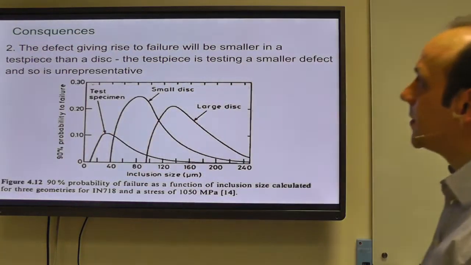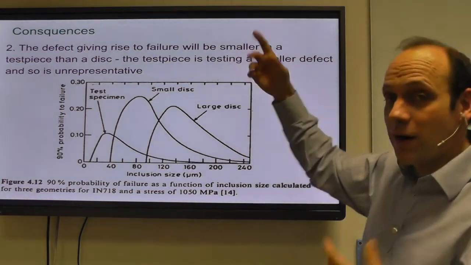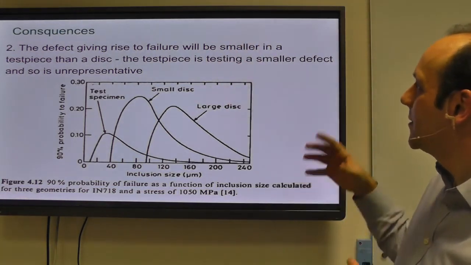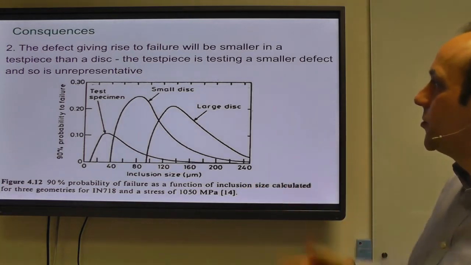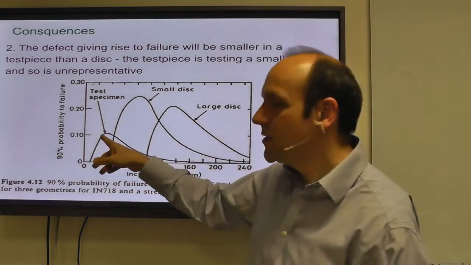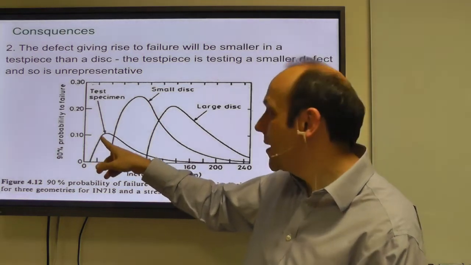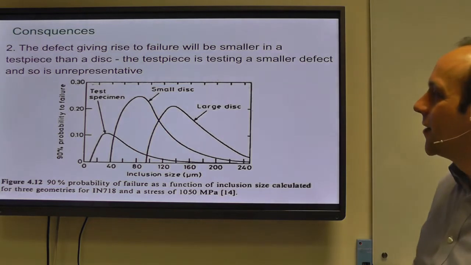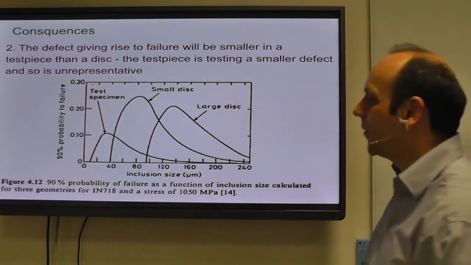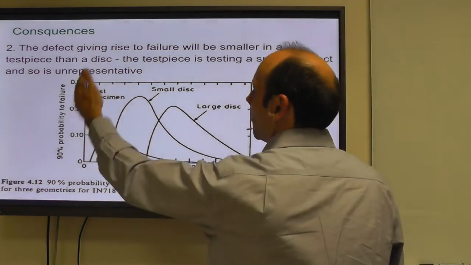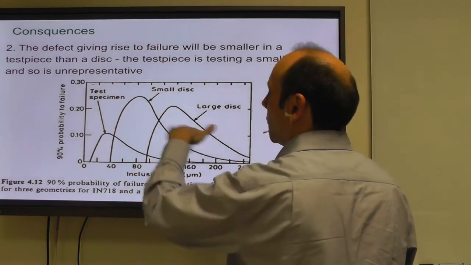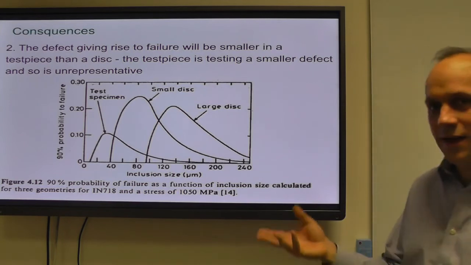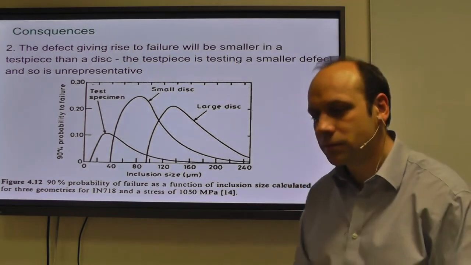The other thing is that the defect giving rise to failure will be, as we just said, smaller in a test piece than a disk. That is, the test piece is testing a smaller defect distribution, and so the test piece may be unrepresentative of the mechanisms of failure, which is also worrying. This is data for 718 at a stress of 1050 MPa, and this is for a given inclusion size what the 90% probability of failure distribution would look like, given some assumption about the intrinsic defect size distribution.